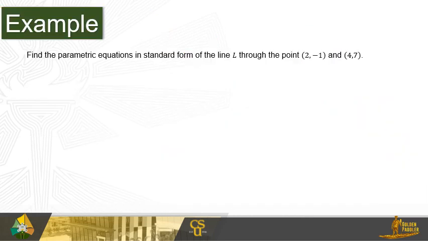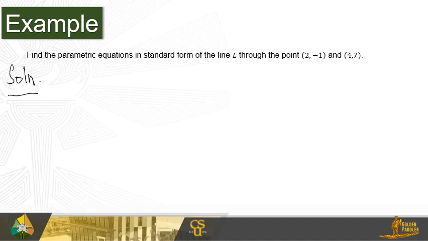Okay, so let's find the parametric equations in standard form of a line L through the points (2, -1) and (4, 7). Okay, so for the solution, dapat tong black yung gamitin natin. Okay, solution. So, una, hahanap muna tayo ng x sub o at tsaka yung y sub o, no? Tsaka after that, hanapin natin yung b at tsaka yung a.